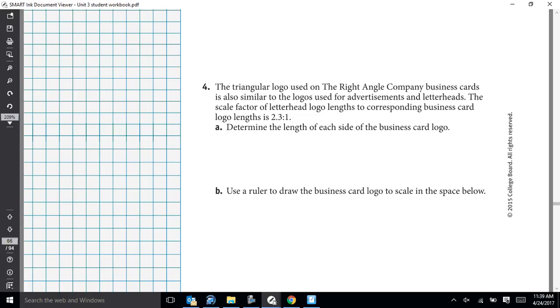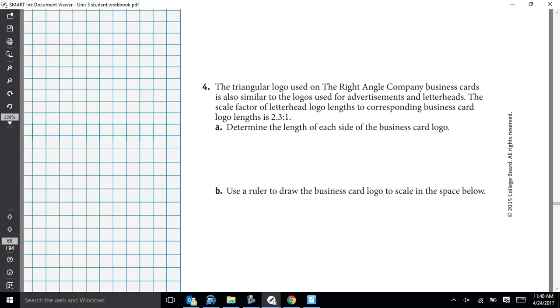So if we know the letterhead, can we find the business card triangle? What are we going to do to each of the sides? Are we getting bigger or smaller? Okay, and what's our scale factor for this one? Are we getting bigger or smaller? So be careful here. From letterhead to business card. Smaller, because we're going from a sheet of paper to a little business card, right? So we want to get even smaller. By how much smaller are we getting?